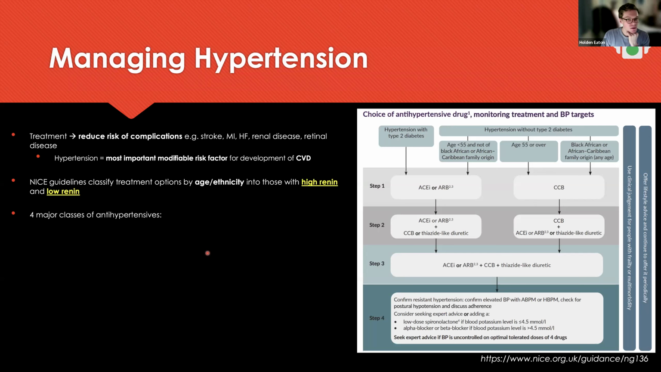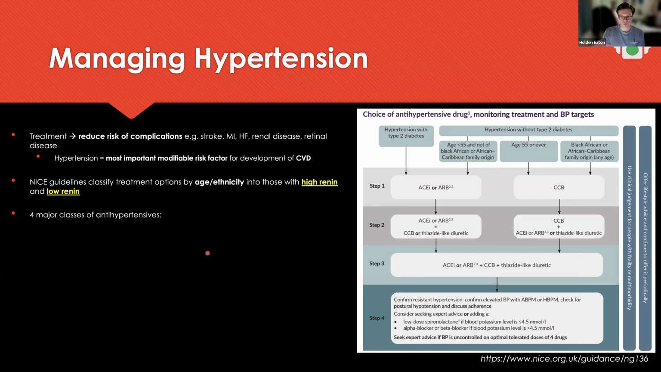So the goal of treatment is to reduce the risk of complication. That seems pretty obvious. And crucially, hypertension is the most important modifiable risk factor for cardiovascular disease. So if we can treat hypertension, we're doing a massive favor for reducing cardiovascular disease risk.